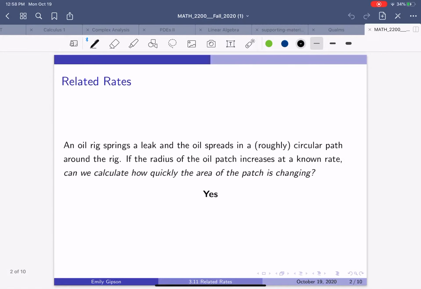Here's just a teaser question. An oil rig springs a leak, and the oil spreads in a roughly circular path around the rig. If the radius of the oil patch increases at a known rate, can we calculate how quickly the area of the patch is changing? And the answer is yes, even though that was kind of a spoiler. So yes, we certainly can, and we do this through using calculus. So let's look at the full example and I'll explain as we go.